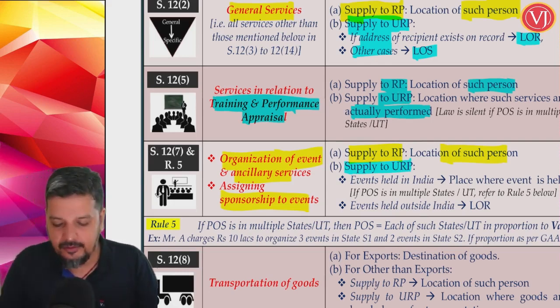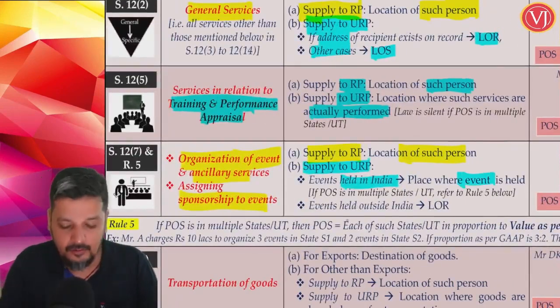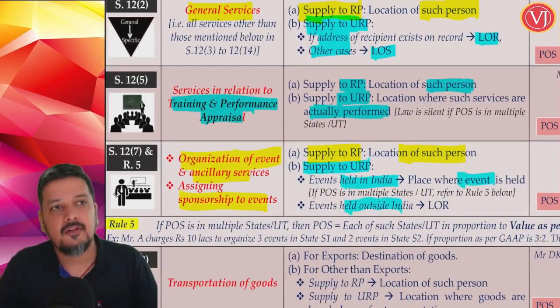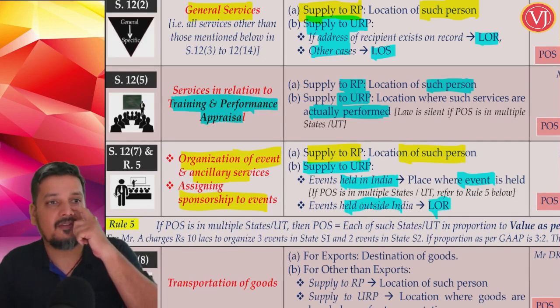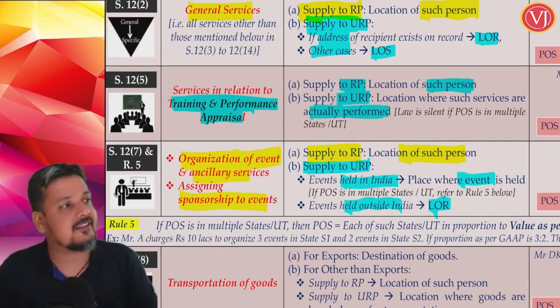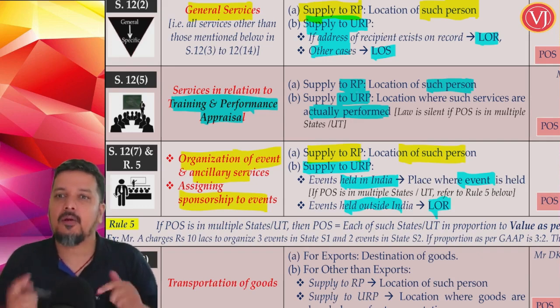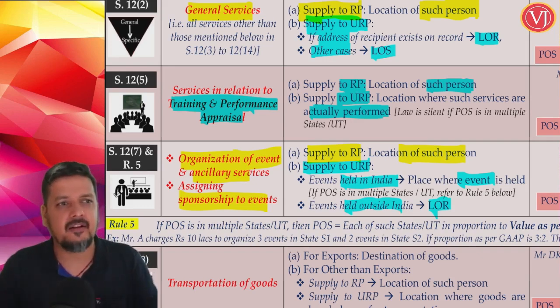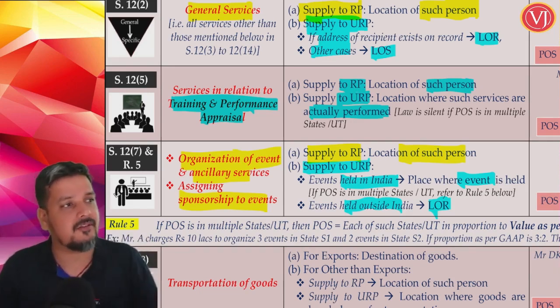If the location is in India, where the event is held. If the location is outside India, then it is location of recipient. B2B, location of registered recipient. B2C, location in India, where the event is there. Location outside India, now they don't focus on the event, they focus on location of recipient.